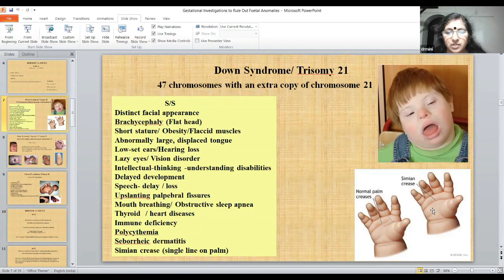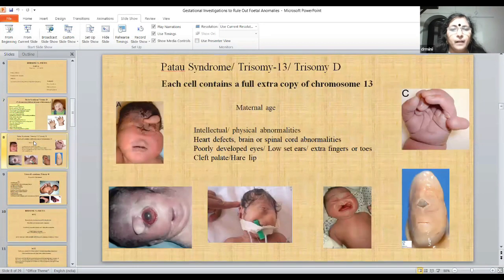This is the first and commonest of the trisomies. Down's can be caused by some other hormonal insufficiency too, but the first test here is for confirming Down syndrome. And the next one is Patau syndrome. Patau syndrome is trisomy 13 or trisomy D. Chromosome number 13 will have an extra copy, making 47 chromosomes, and each cell contains a full extra copy of chromosome 13.